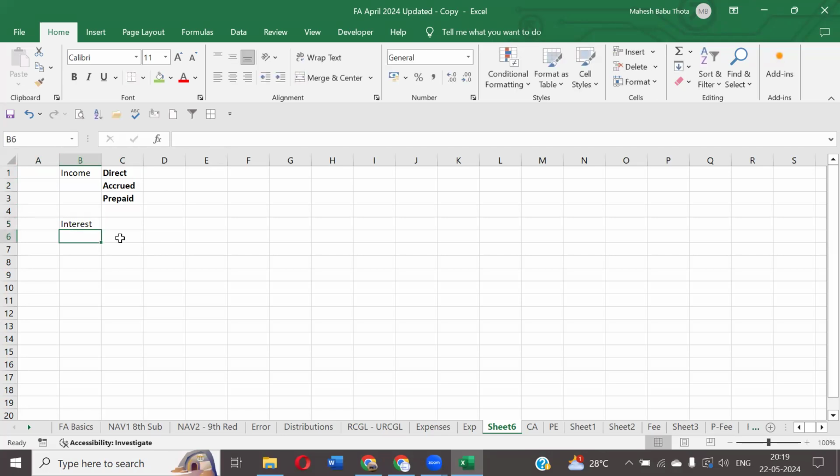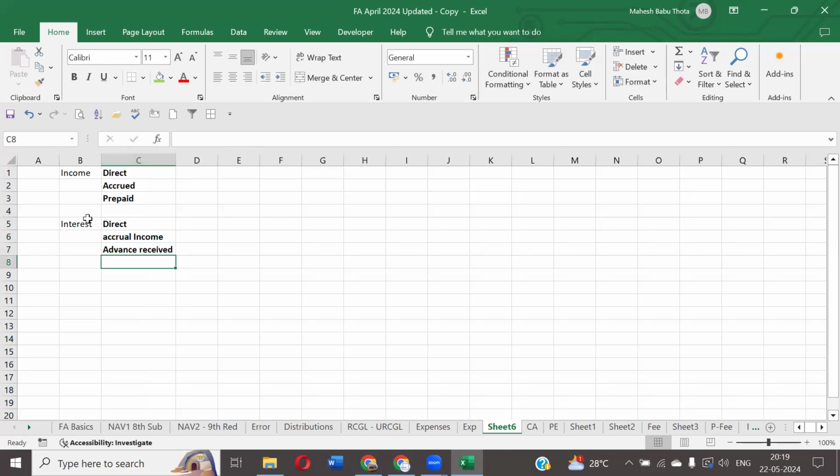In the case of interest: direct, interest accrual, and also interest prepaid. Prepaid in the sense that if you are receiving income in advance, that is called advance received. So: direct income, accrual income, advance received. I need the journal entries for all of these.